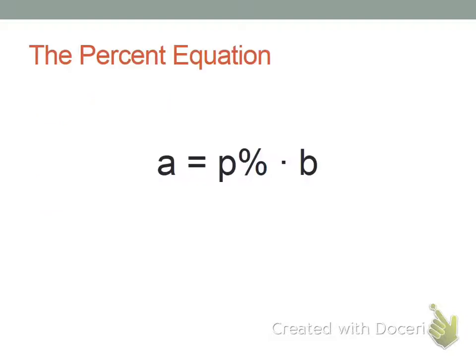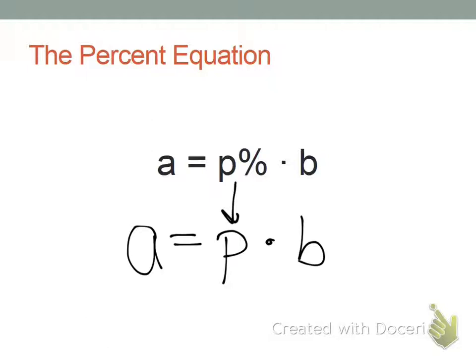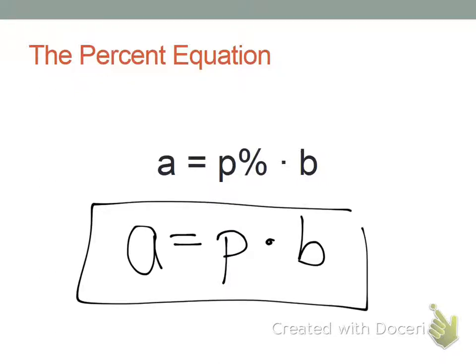So what is the percent equation? It's A equals P percent times B. But can we agree that we know that P stands for percent? Can you agree that when you see P, it stands for percent? Can we just leave the percent sign off? Okay, so this is what we're going to use as our original problem. A equals P times B.